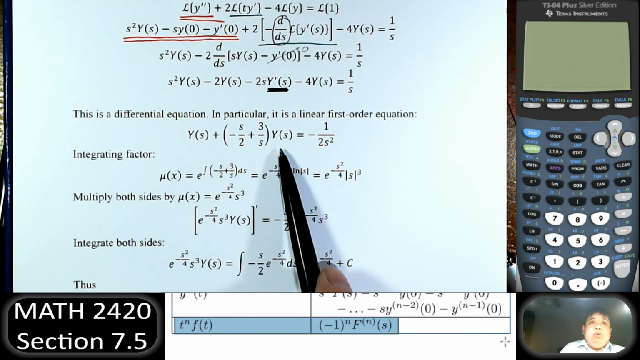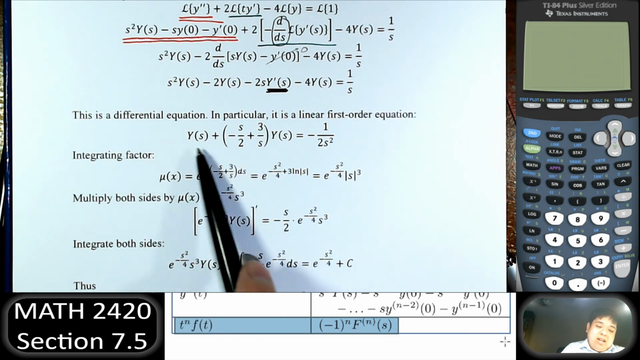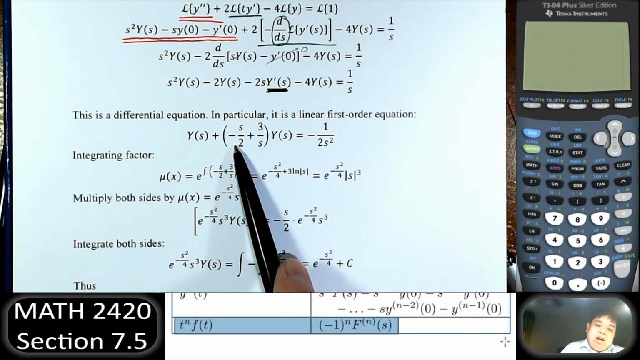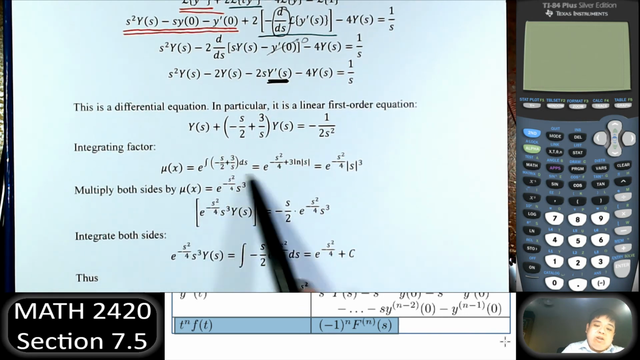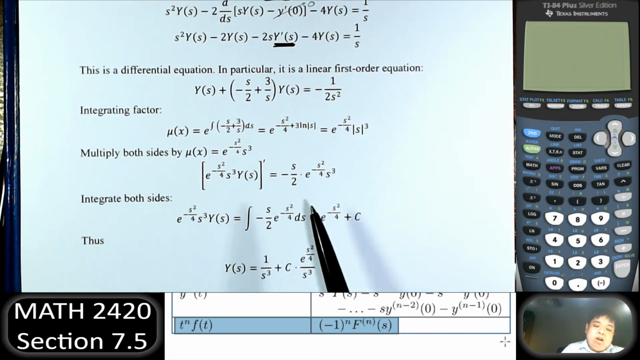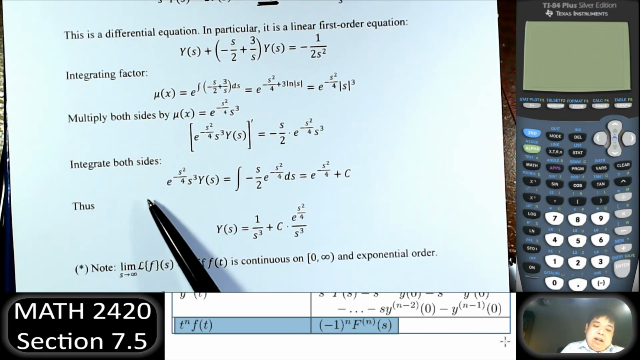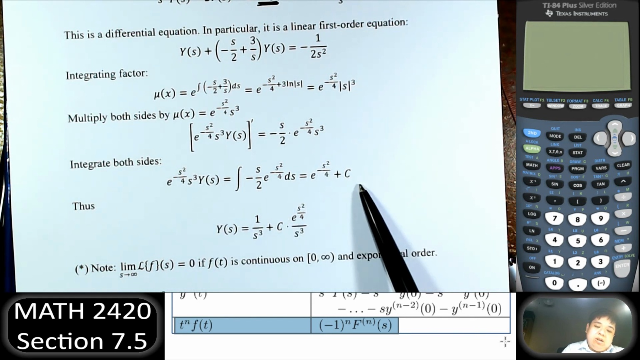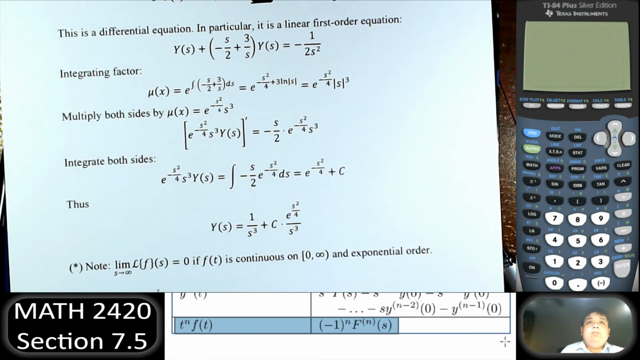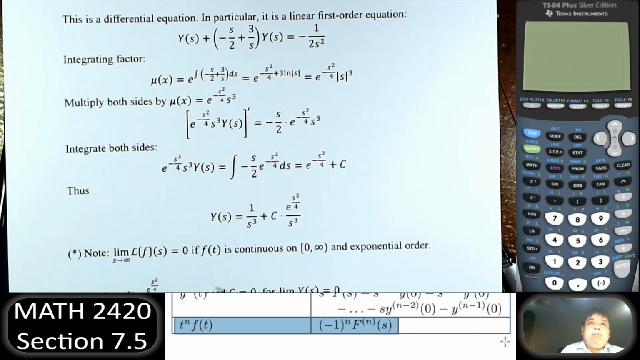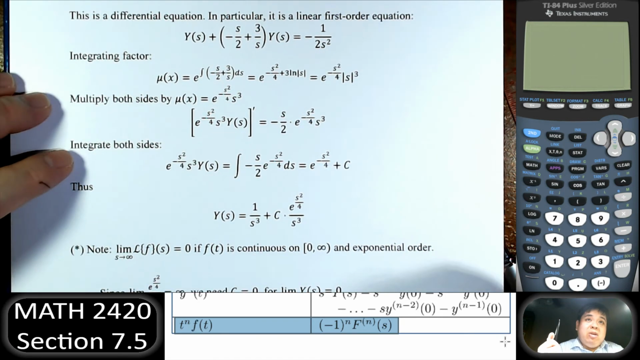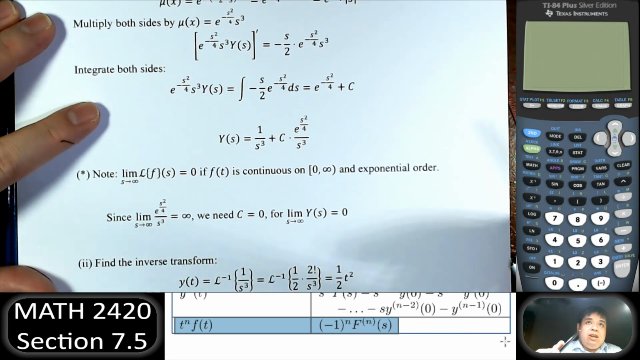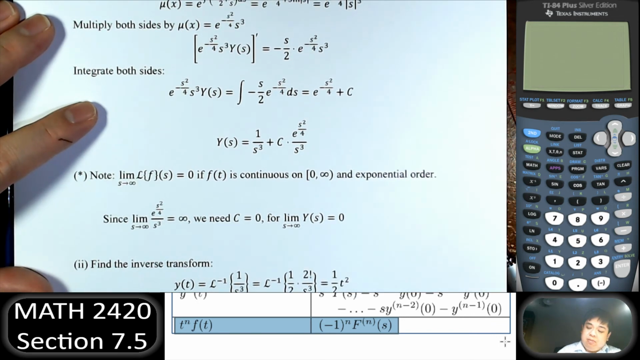Now of course we still need to solve for y of s, and this is a linear first order equation. So we use integrating factors, multiply both sides, and then integrate both sides. We have this solution. Like I said, this problem is a little bit advanced compared to what we have.